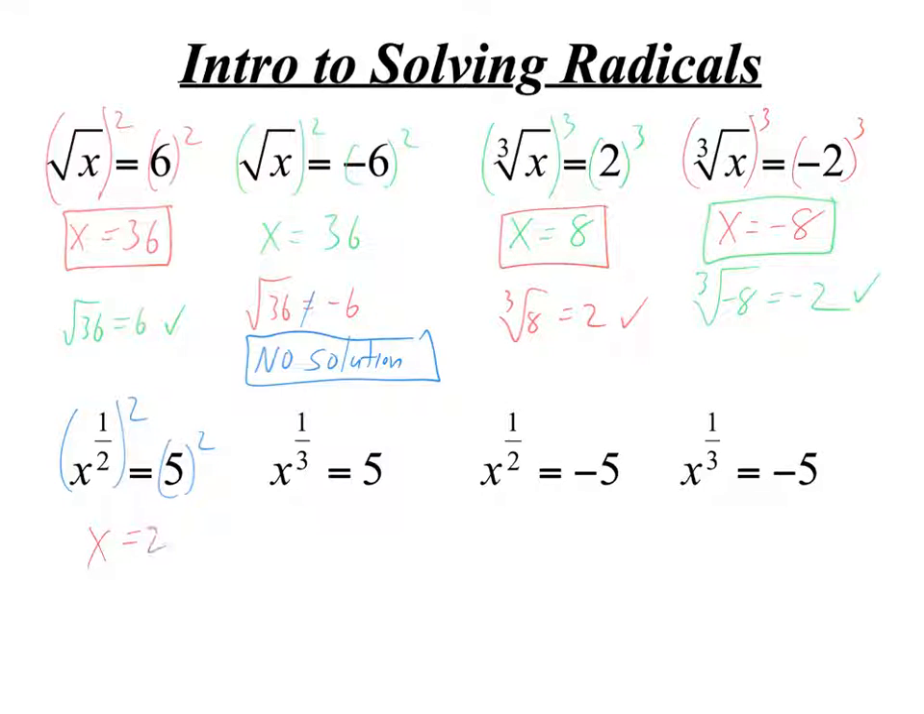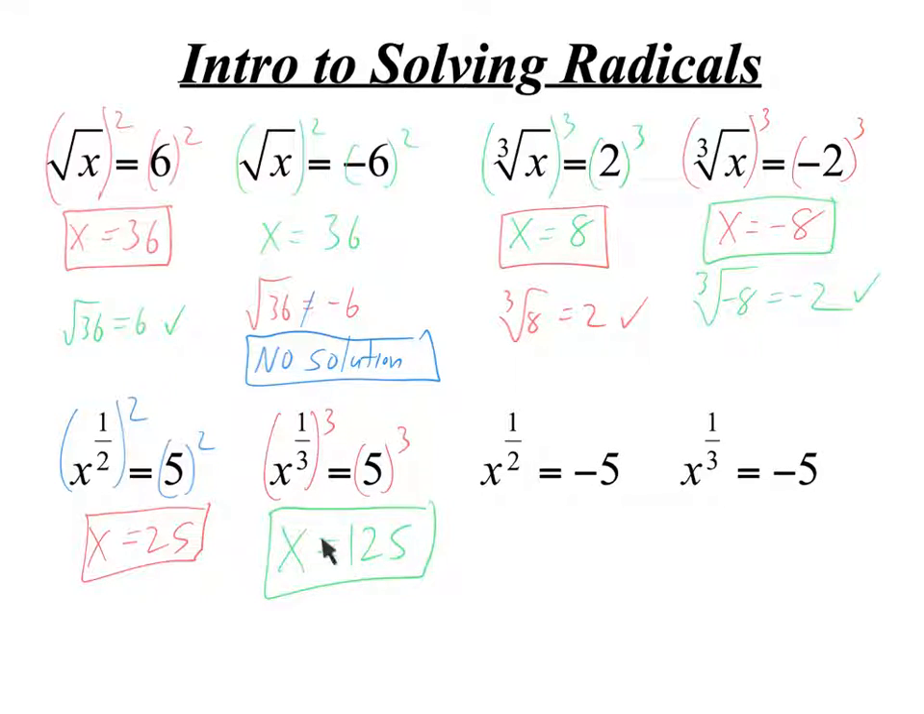And 5 squared is 25. There's my answer. If you plug it in, you would see that it works. For this one, how do you get rid of a 1/3? Well, if I cube both sides, watch what happens. Won't 1/3 times 3, 1/3 times 3, doesn't that mean I have a whole? If I have 3/3, isn't that a whole? Yes. So that gives me x equals 5 cubed, which is 125. If you plug that back in, you will see it works.